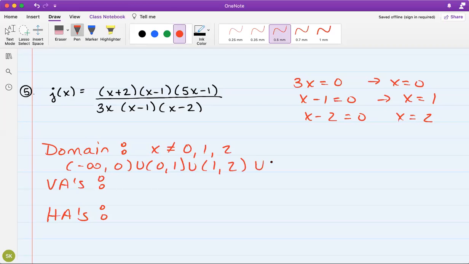looks like this. Remember, put unions wherever you have to take a number out. Don't forget the numbers between 0 and 1, and also from 1 to 2.